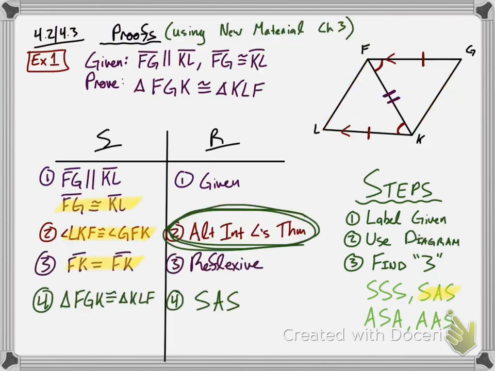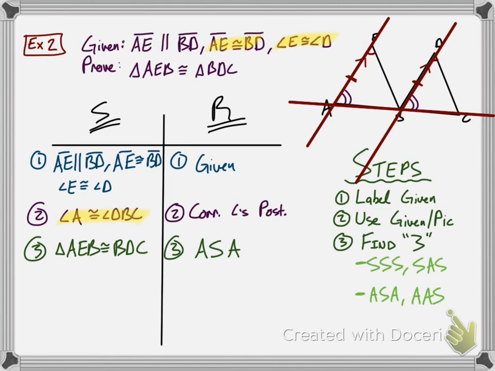So as I mentioned earlier, alternate interior angles is a very common theorem that we'll use with parallel lines, as well as the corresponding angles postulate.